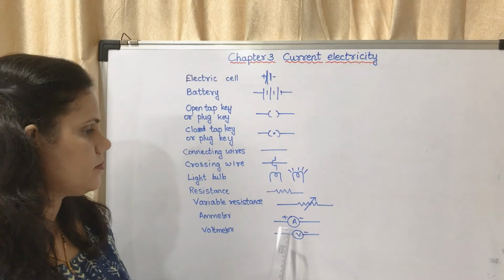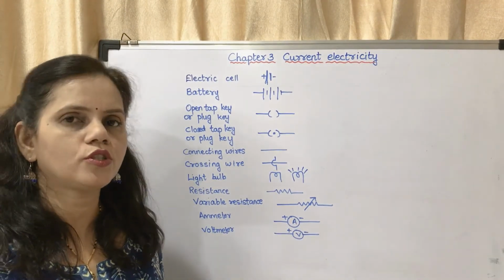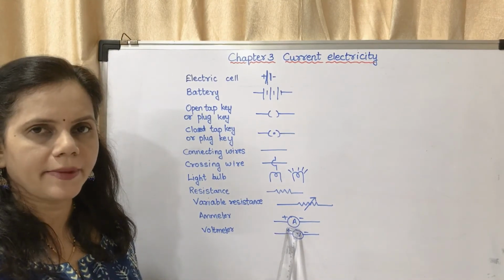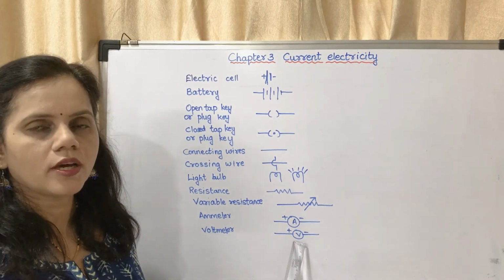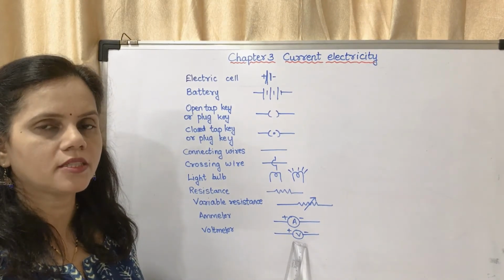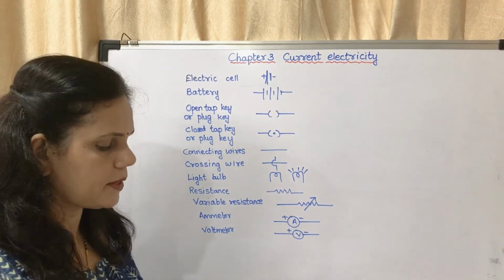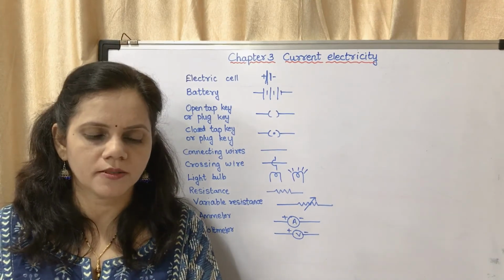Ammeter, it is a device which is used to measure the current. It is connected in series. This is how an ammeter is shown. And this is how a voltmeter is shown. A voltmeter is an instrument to measure the potential difference. Now we will see the table on page number 36. You may take your textbooks.